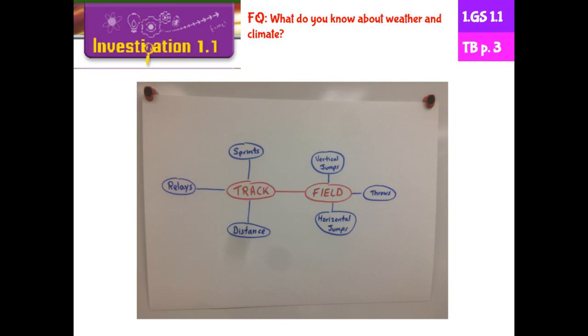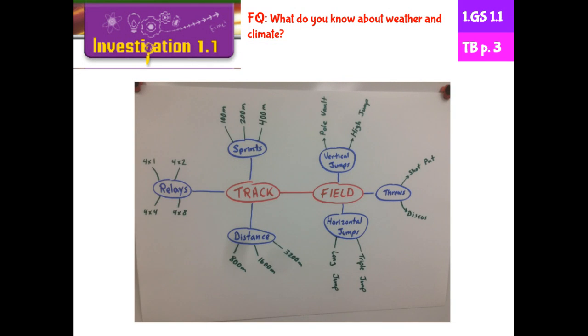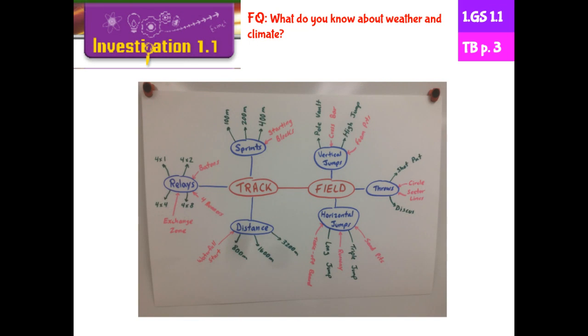So next to track, I added sprints, relays, and distance. And next to field, I added vertical jumps, horizontal jumps, and throws. And then I did more from there. I added things like what the actual relays were, the different distances for events. I added high jump, pole vault, shot put, discus, long, and triple jump. And then next to that, I thought, I bet some of these things have something in common. For example, all of sprints use starting blocks, or with relays, we use batons. And maybe in the long and triple jump, you use a takeoff board, you have sand pits and a runway. So I added more to that.